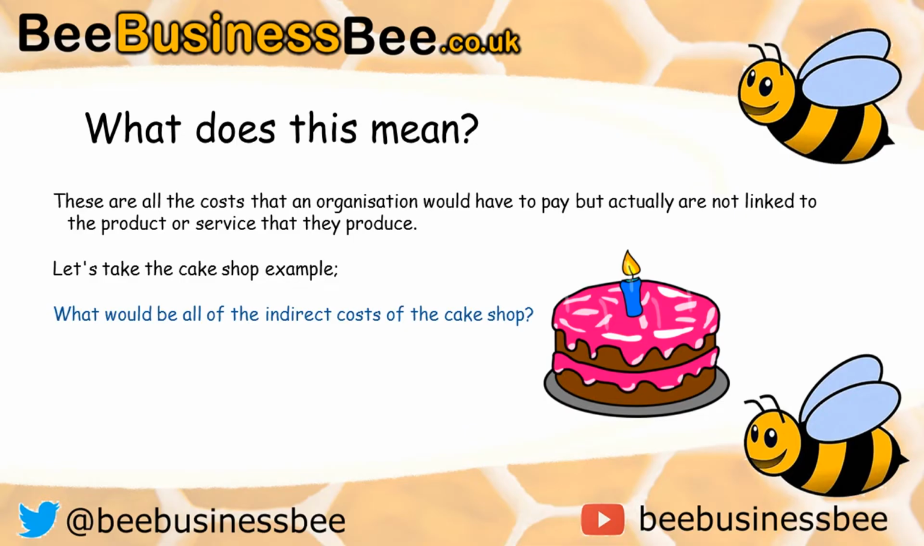So what I'd like you to do on that paper or wherever you've been doing it before, pause the video in a minute and then actually make a list of all the indirect costs that you think the cake shop would have. So these are costs that the shop will have to pay, but are not linked to making of the cakes. Pause the video now.